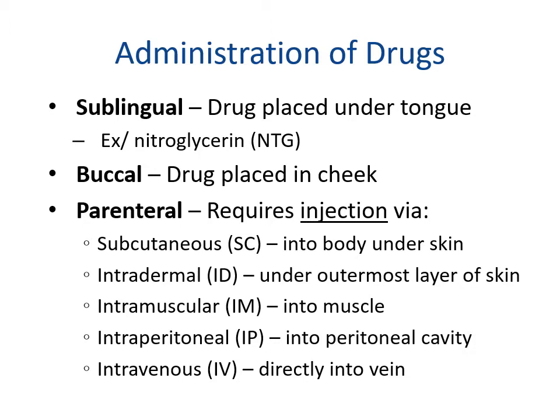Looking at our routes, for example, we have sublingual, so under the tongue, for example nitroglycerin. We have buccal, where the drug is placed in the cheek, with things like fentanyl or Actiq. And then the parenteral routes, which require an injection: sub-Q, which is under the skin; intradermal, which is under the outermost layer of skin; intramuscular, which goes into the muscle; intraperitoneal, in the peritoneal cavity; and intravenous, into the vein. But again, these are obviously all using syringes.